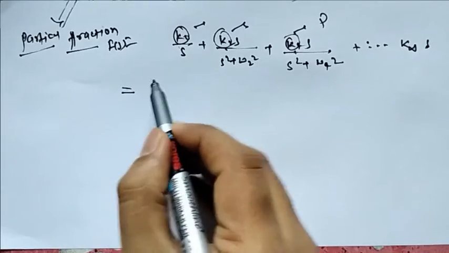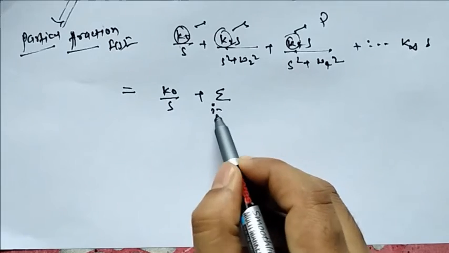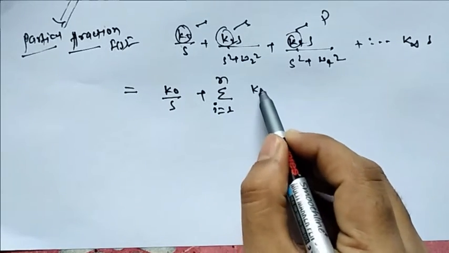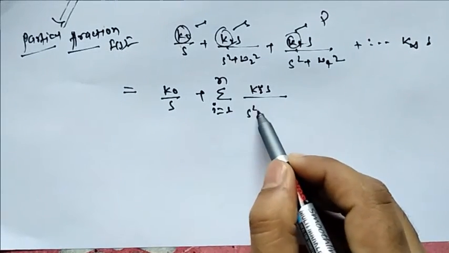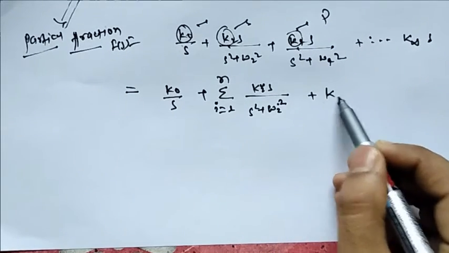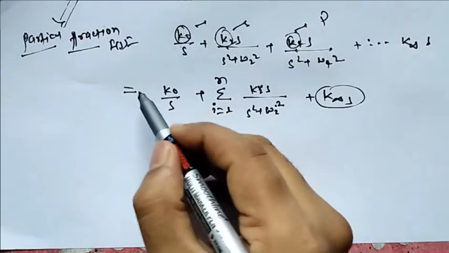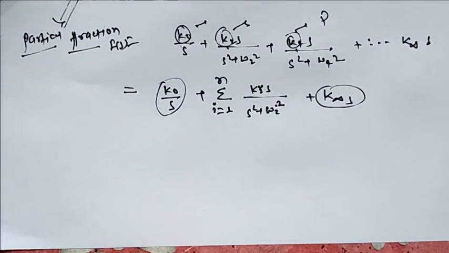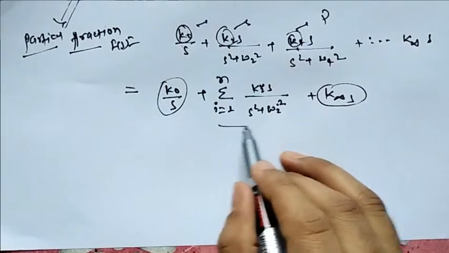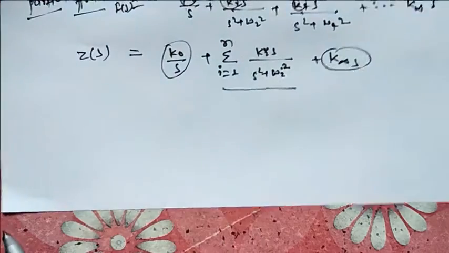Now this can be written as Z(s) = k naught / s + sum over i = 1 to n of k_i s / (s squared + omega_i squared) + k infinity s. This represents the pole at 0, this represents the zero at infinity, and this is the middle term. Now this is your Z(s) function.